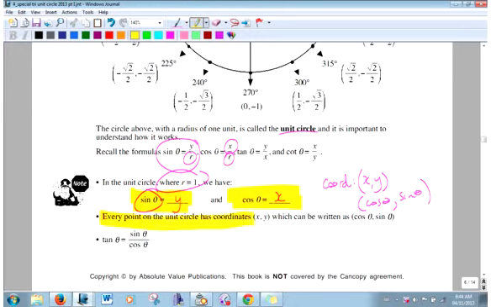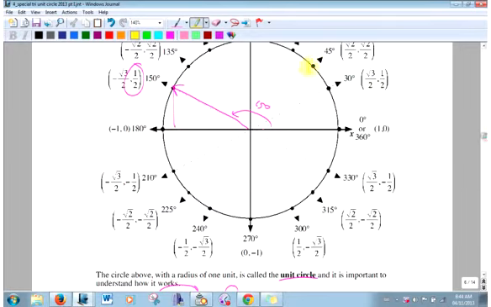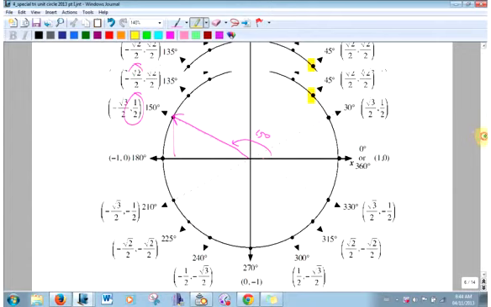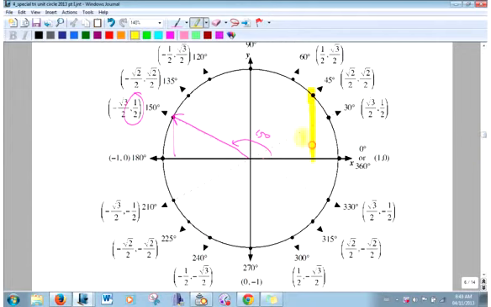Every point on a unit circle, radius has to be 1, right? Or this isn't going to work. The coordinates can be written as cosine theta, sine theta. Every point here, look at the coordinates, right? X is cosine 45, which is root 2 over 2. Y is sine 45, root 2 over 2, okay? For those special points.